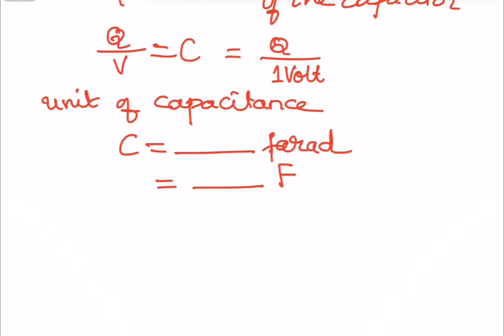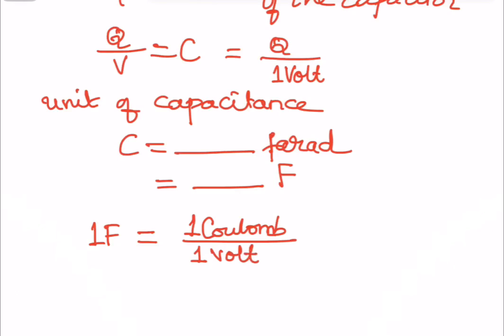Define 1 farad. Can you define 1 farad? Yes. 1 farad is the capacitance of the capacitor which stores 1 coulomb of charge whenever that capacitor is connected to a potential difference of 1 volt. Yes, that's the definition of 1 farad.